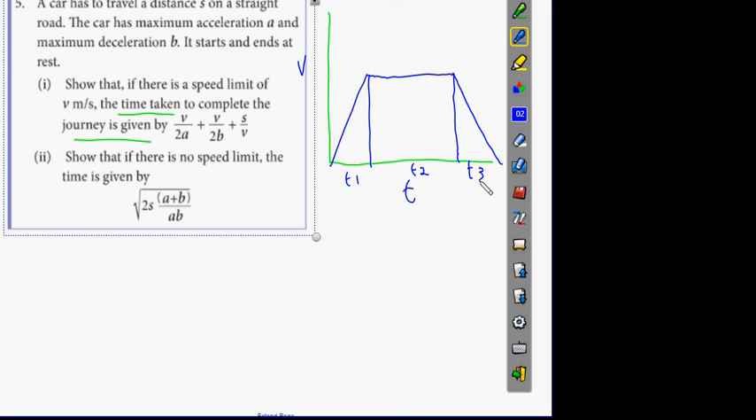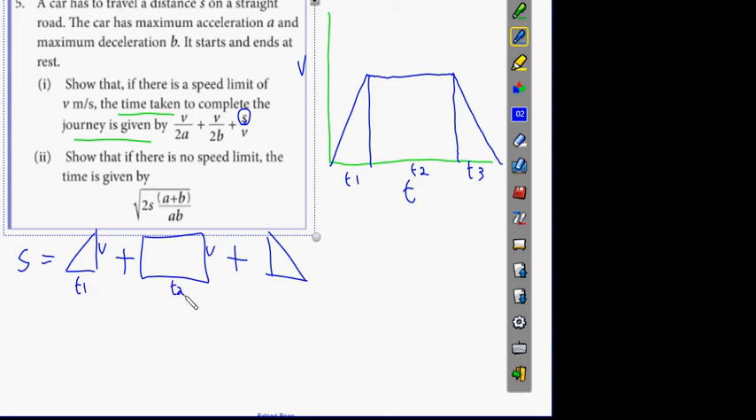Now, it wants S in my answer. S is the entire distance. So S equals my triangle plus my rectangle plus my other triangle. Now, therefore it's phi t1, phi t2, phi t3. S therefore equals a half phi t1 plus, sorry, not half, plus phi t2, and finally a half phi t3. Is everybody happy with that formula? Just the area. The area of all three objects equals the total distance S.